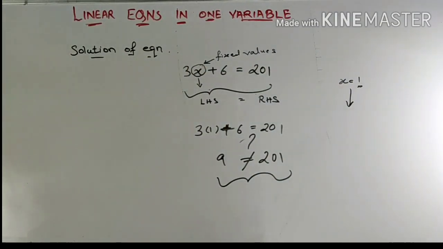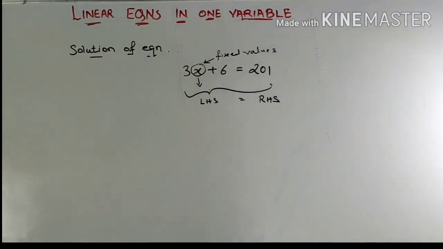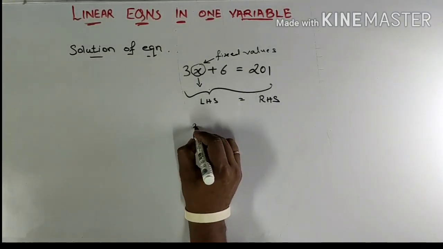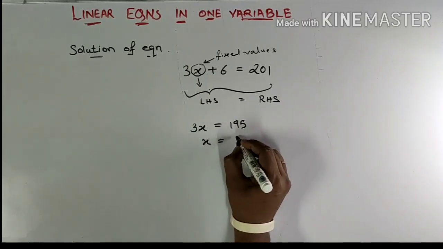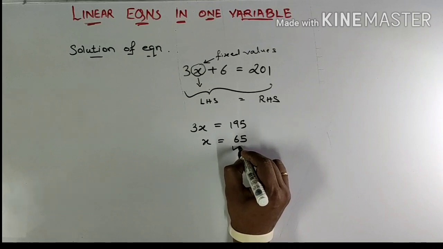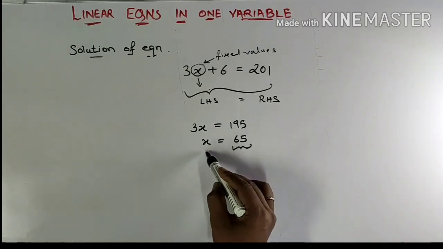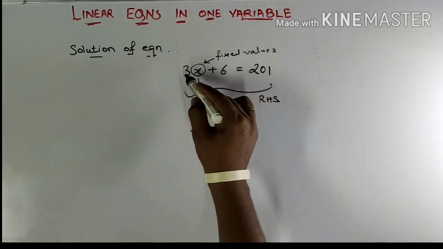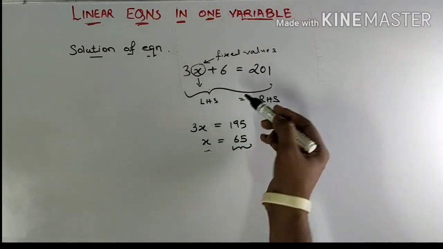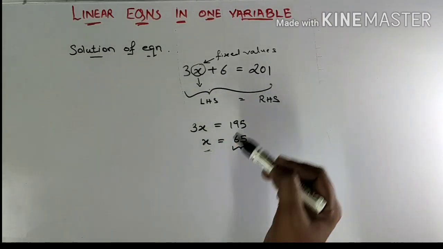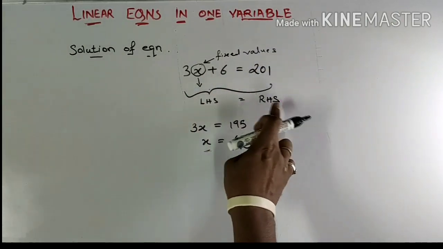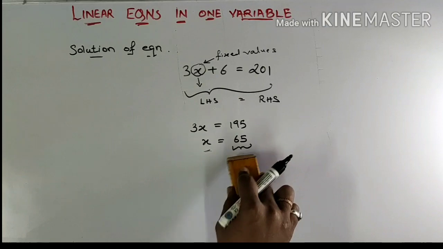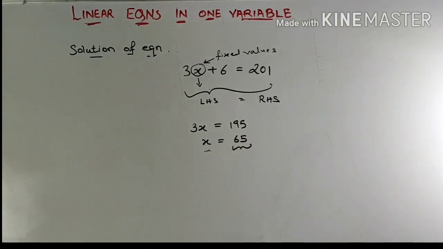As we solved in the previous problem, the value of x we got was: 3x = 195, x = 65. So the value of x which satisfies this equation, satisfying the equation meaning it gives LHS equal to RHS, is called the solution of the equation.